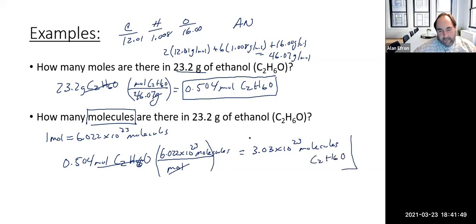C2H6O. I personally didn't round my number on my calculator, so if you did round and use that number, you might get 3.04 times 10 to 23. It's okay. Any questions on any of those steps, or how to go from grams to moles, moles to grams, Avogadro's number? Any questions on any of that there?